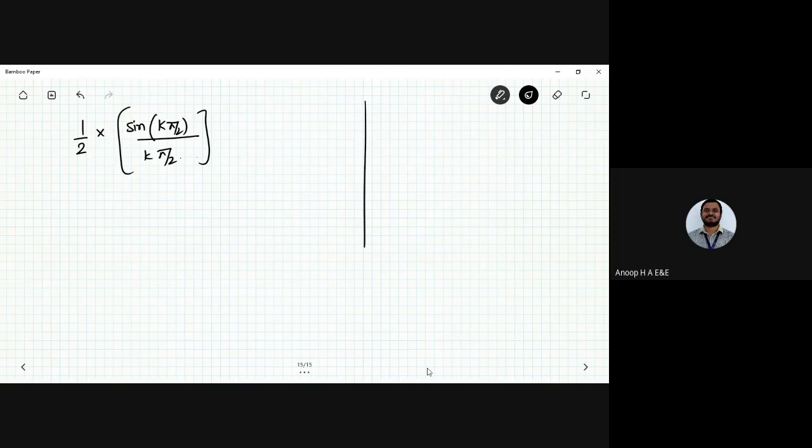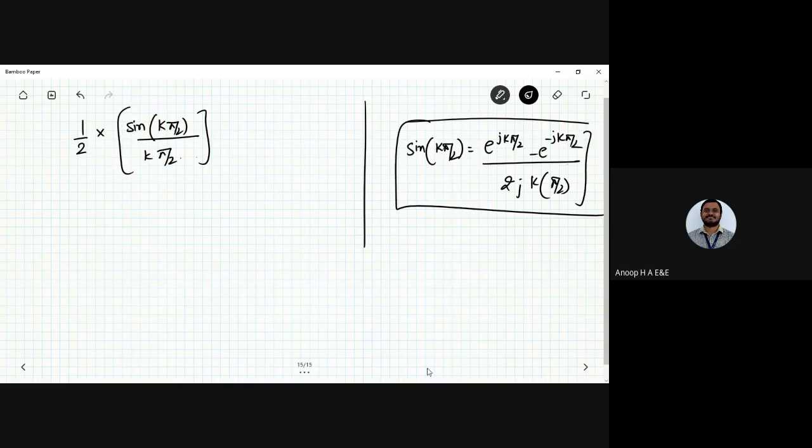Okay, so sinusoidal is the trigonometric function that I've used here, and I have written it in terms of the exponential function. So e power jk into pi by 2 minus e power minus jk into pi by 2 divided by 2j. I'll write it as sine k pi by 2, that would be equal to e power jk into pi by 2 minus e power minus jk into pi by 2 divided by 2j into k into pi by 2, right? So this is how I can represent it.